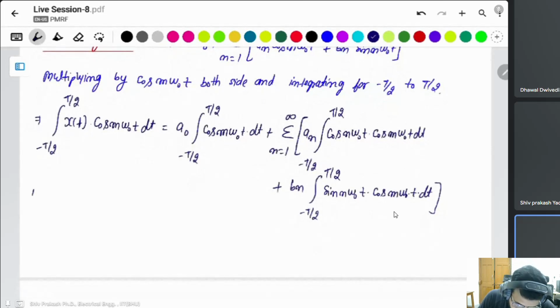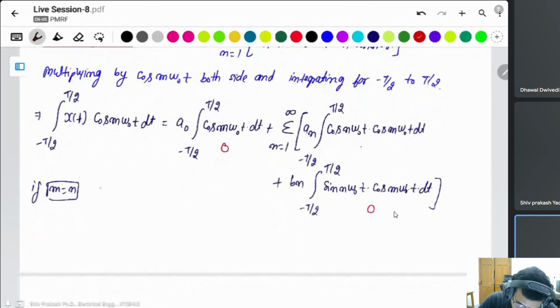In this case, if m is not equal to n, then what happened? This will be 0 because of the alternate signal, sine and cosine. Integration of this one will be 0. Cos signal, integration over a time period also 0. Only this is remaining. Then if m is equal to n, the value of this signal is already calculated as cos square n omega naught t. Integration of this one will be t by 2.